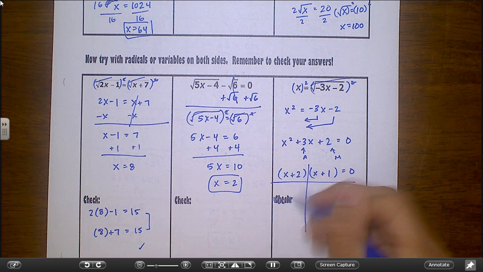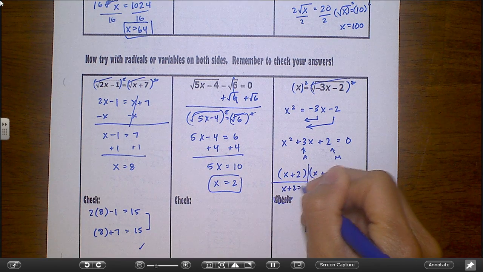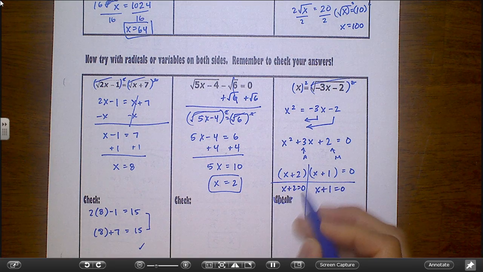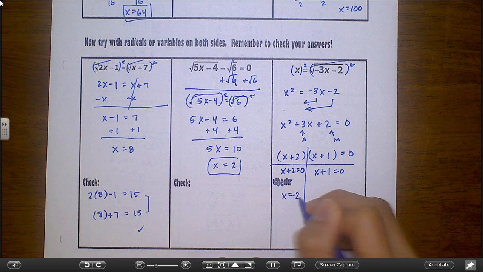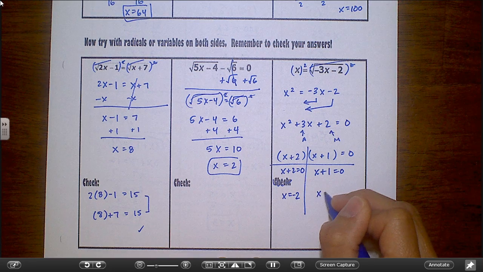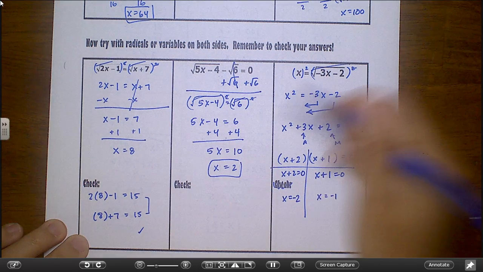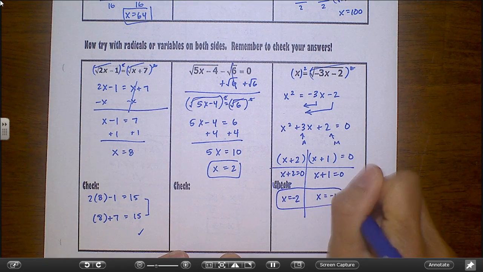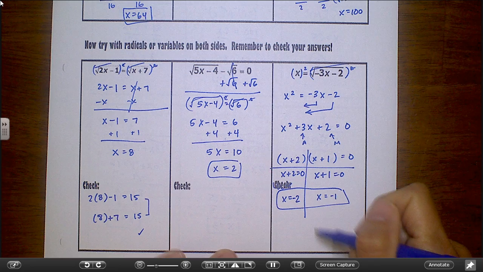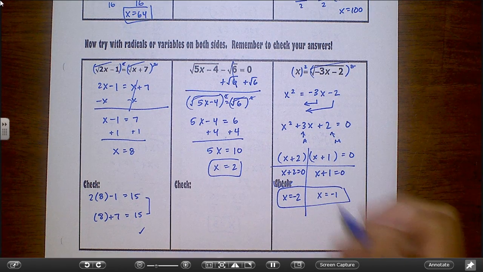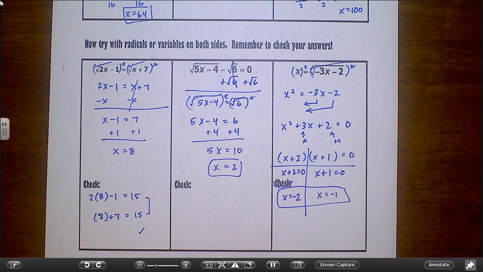Remember this. So x plus 2 equals 0 and x plus 1 equals 0. Subtract 2 from both sides, you get x equals negative 2. Subtract 1 from both sides, you get x equals negative 1. And again, on your Delta Math, I don't remember if there are any like this with the 2. This is where it's super important that you check your answers. So you'd want to make sure that both of these actually work in the original equation.